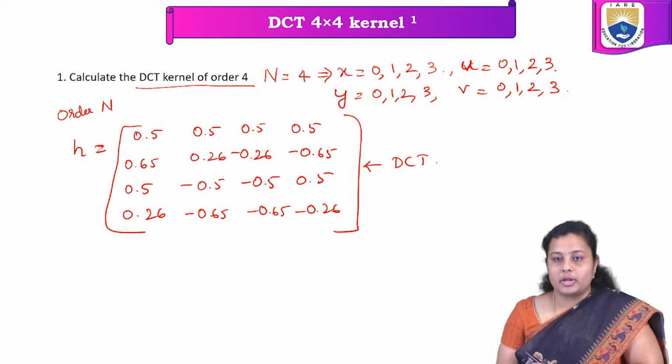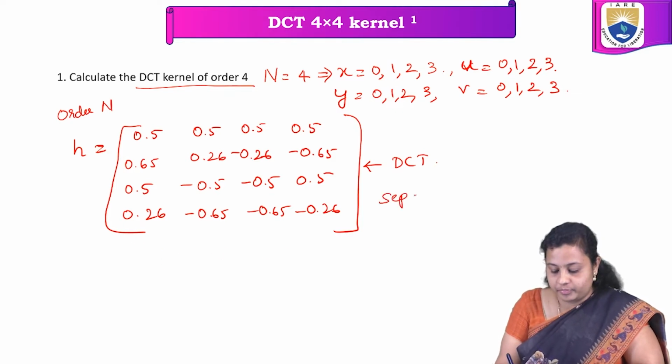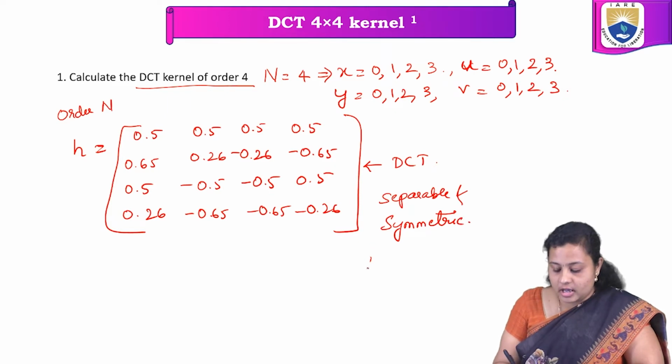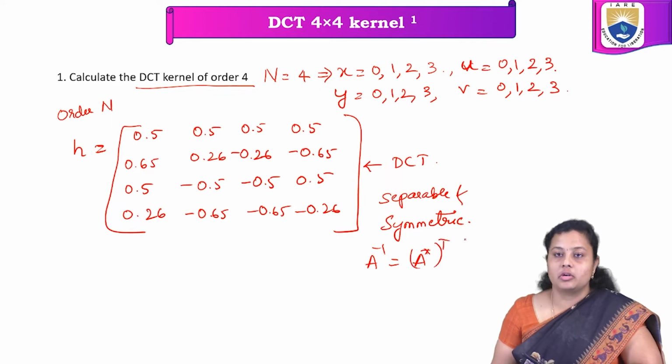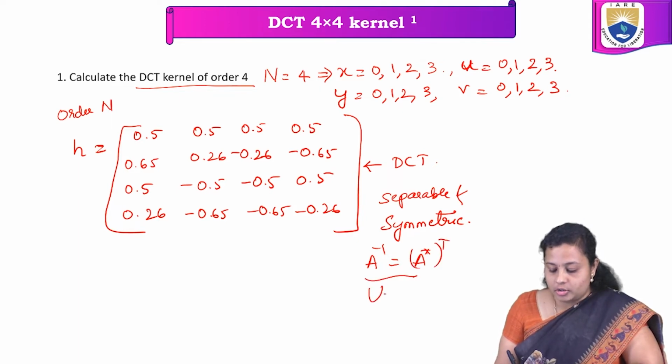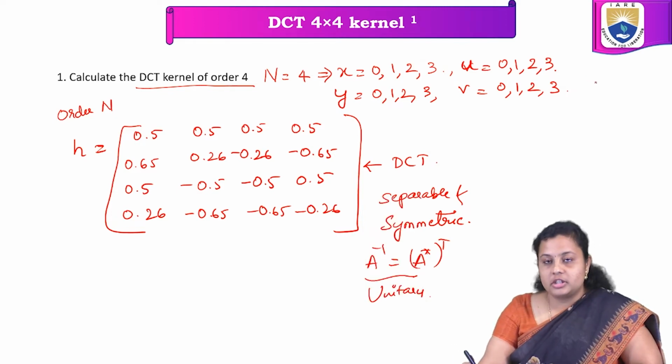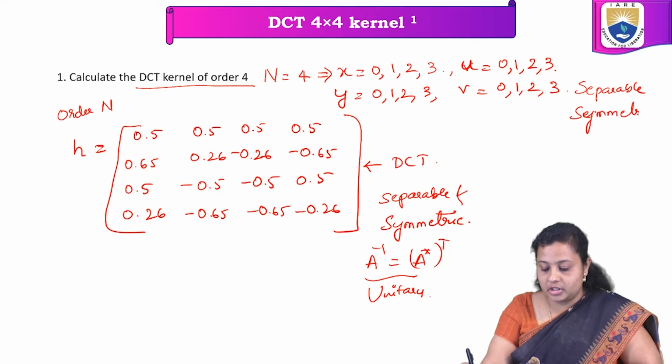If we observe here, the matrix is separable as well as symmetric. We can always see here that A inverse is equal to the A transpose of the complex conjugate. So it is also a unitary matrix. So the properties of the DCT transform function are that it is separable, it is symmetric, as well as it satisfies the unitary matrix property.